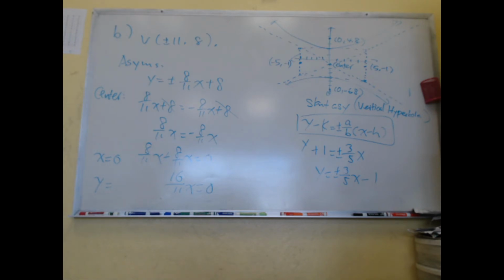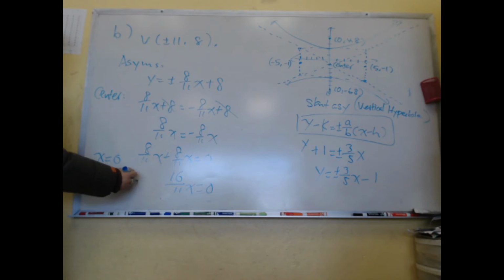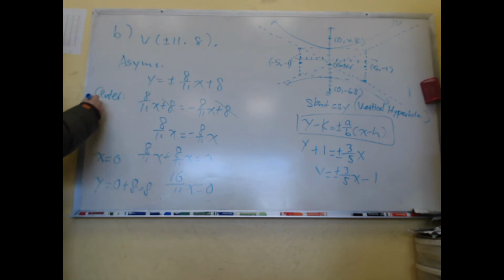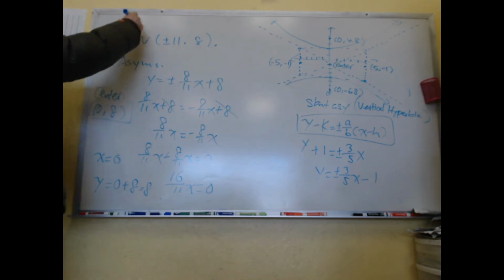So what would be the value for y then? Plug in a number back into the original equation, right? So we got 0 plus 8, which is what? 8. So the center is (0, 8). Okay? So we found the center.